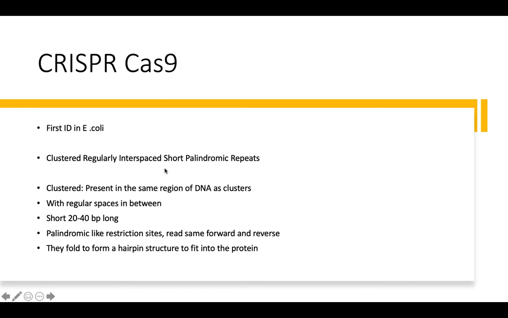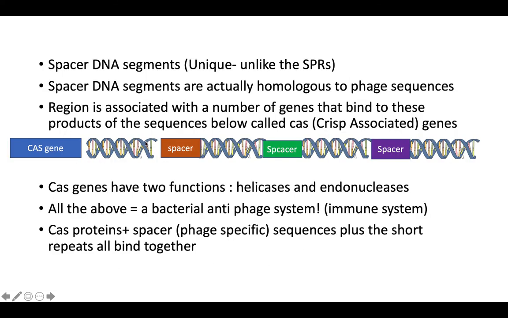And they are short, بالنسبة لنا هون 20-40 base pair. So they are repeated over and over and over. And they are regularly interspaced and they are in a cluster. So هم كلهم جنب بعض, regularly interspaced, في بيناتهم قطع, فهي هي صورتها. So you have these short palindromic repeats. بعدين space, بعدين short, بعدين space, بعدين short, بعدين space, وهكذا وهكذا وهكذا.